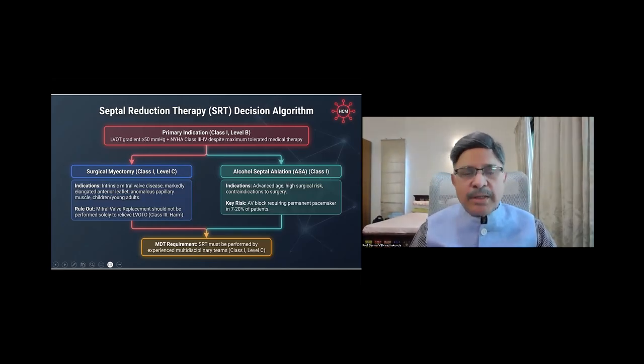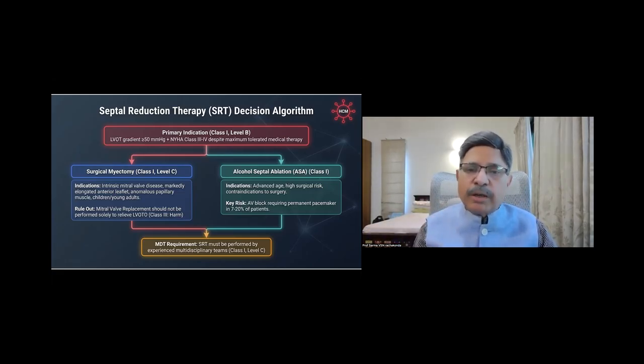Or we have ASA, alcohol septal ablation, for advanced age, high surgical risk, contraindications to surgery. When surgery is contraindicated, an elderly patient, surgical risk is very high, but he is symptomatic and maximum medical treatment has been used, then I switch to ASA, alcohol septal ablation. What happens with alcohol injected into the septum? It makes it fibrosed and then the septal thickness will regress. Also, there is a conducting bundle in the septum and AV block can occur.